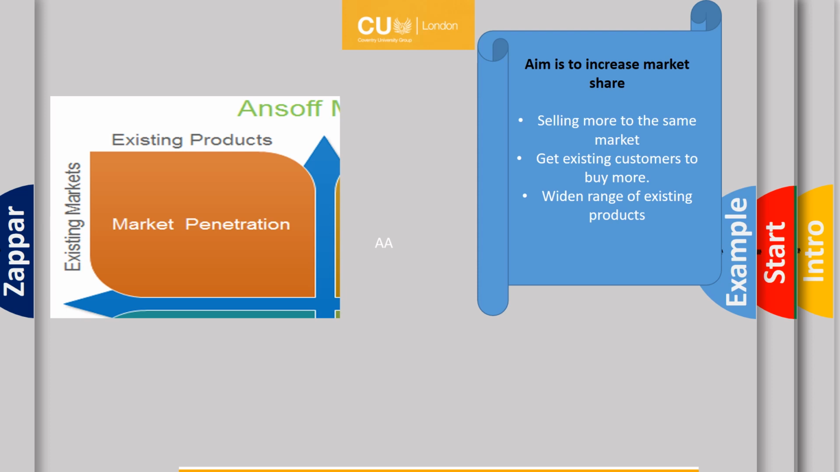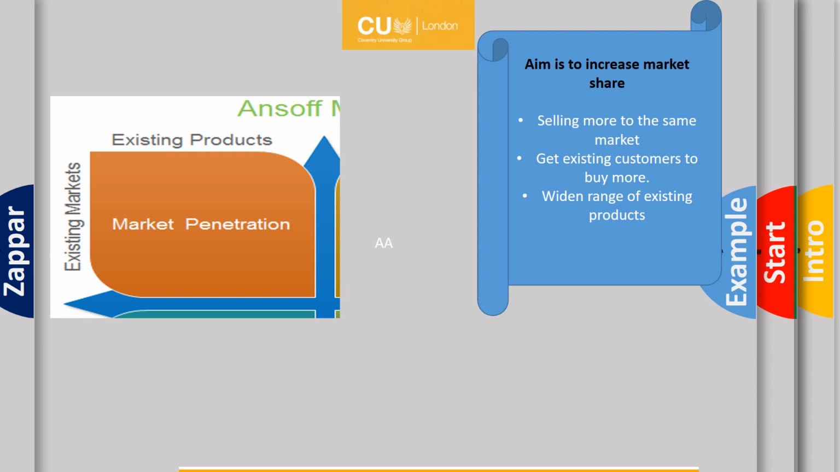If we take the first one, market penetration, which is existing products into existing markets, the aim here is to increase market share: selling more to the same market, getting existing customers to buy more, and widening the range of existing products to increase your overall sales. You take your cost of goods away from your sales, which gives you your gross profit. More sales gives you more gross profit. Take away your expenses; if you've got fixed costs, these remain the same, which increases your net profit.